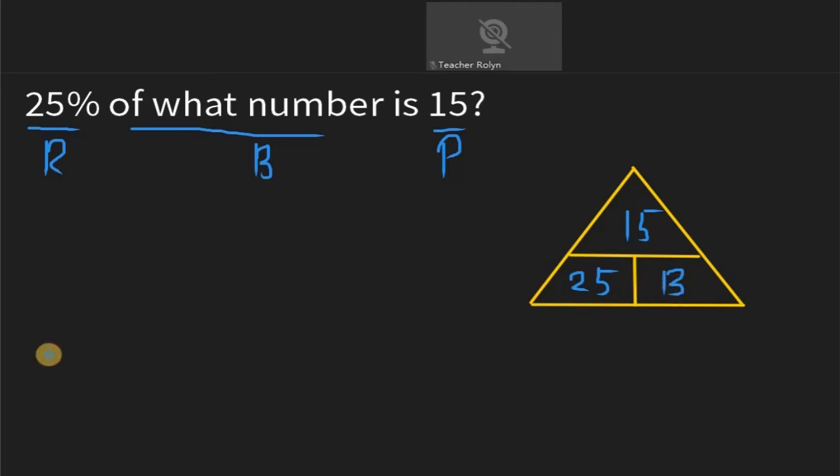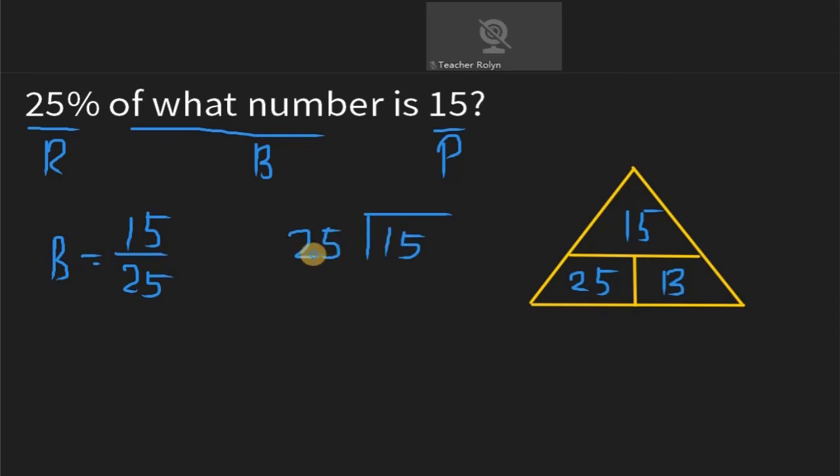You may pause the video kung gusto nyong isolve muna. Tapos kapag tapos na kayo, you may resume it at tingnan kung tama yung sagot ninyo. So we have here B is equal to 15 divided by 25. Let's divide. So that will be 15 divided by 25.